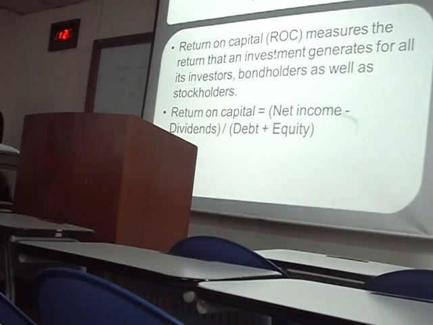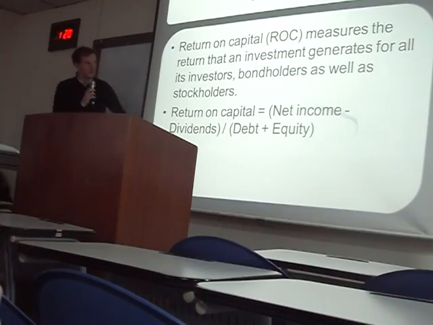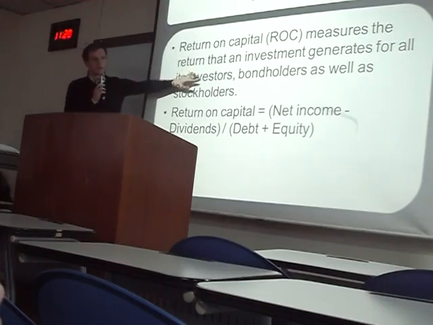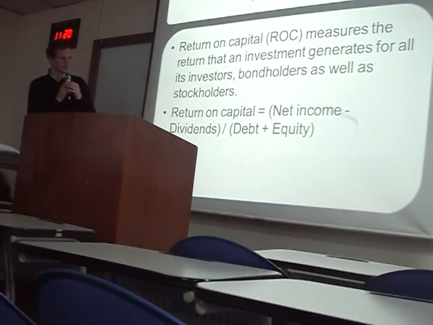The next one is the profitability ratio. Profitability shows how much profit the company is making. The first one is ROC, return on capital. We already said that capital is money that a company uses to invest and to make a return, so really it's a return on money. Return on capital measures the return, the profit, that an investment generates for all its investors, bondholders and stockholders.